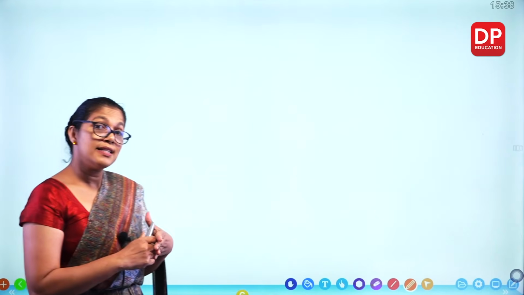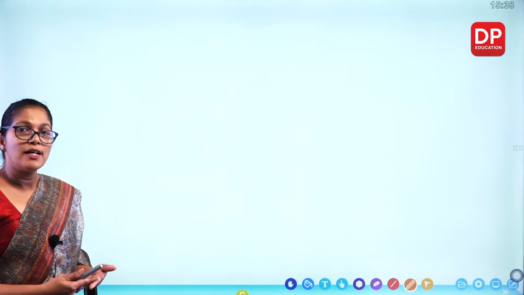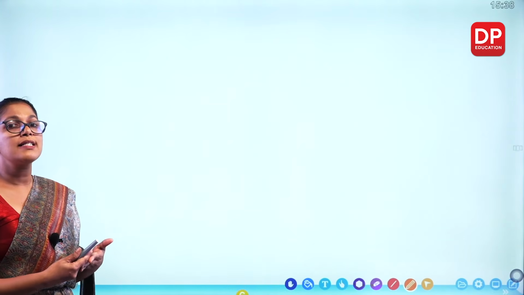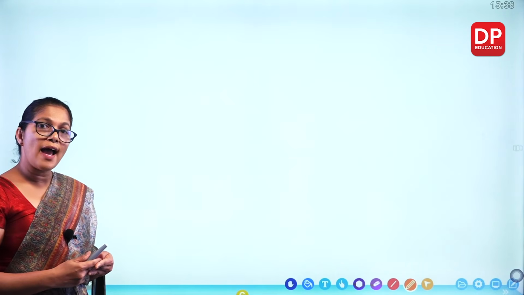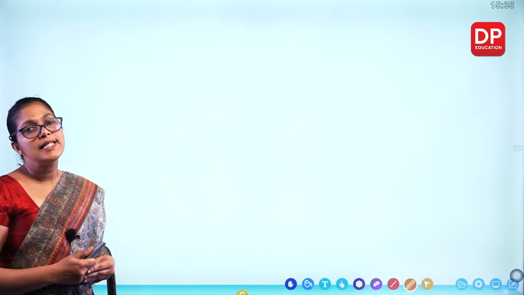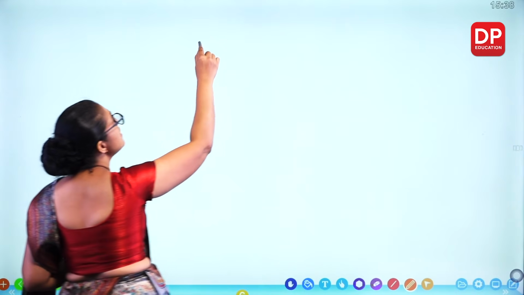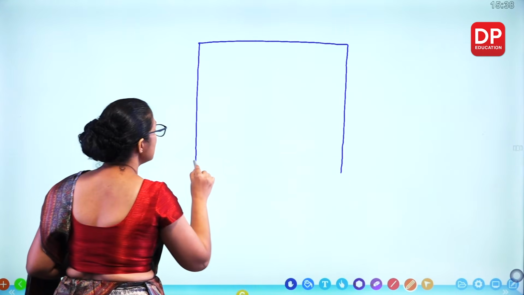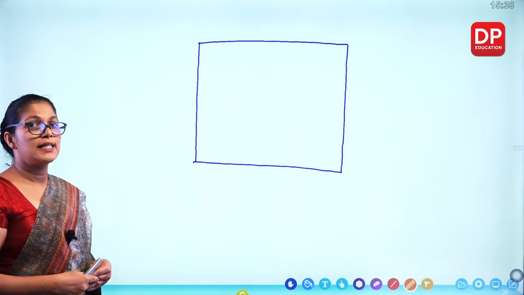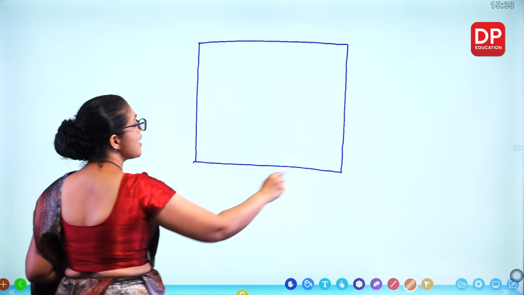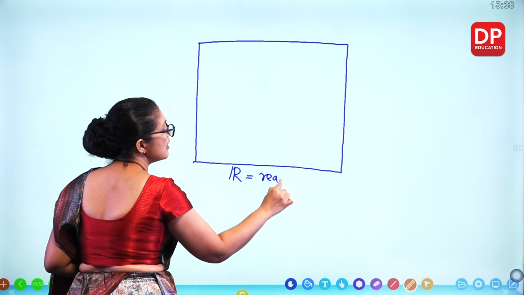Now we learn several types of numbers: real numbers, irrational, rational, integers, natural numbers, everything. Now we'll try to use a Venn diagram to show all these numbers. You know Venn diagrams? We can take the whole set of numbers as a rectangle. So we know all real numbers, so here we can take this rectangle as real numbers.